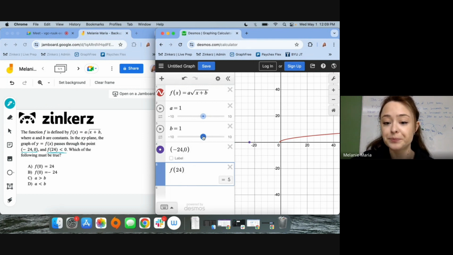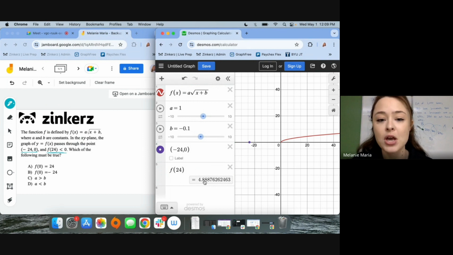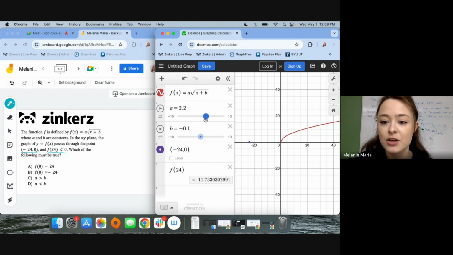And you'll see here, if I move b around, I'm getting a change in this value of f of 24. So I'm going to start with a and see what a does. You can see here, a is just bouncing, reflecting this graph over the x-axis. And then b here is moving my function left and right. So these are the transformations that are happening. And Desmos is great for this because I can play around and see that visualization.